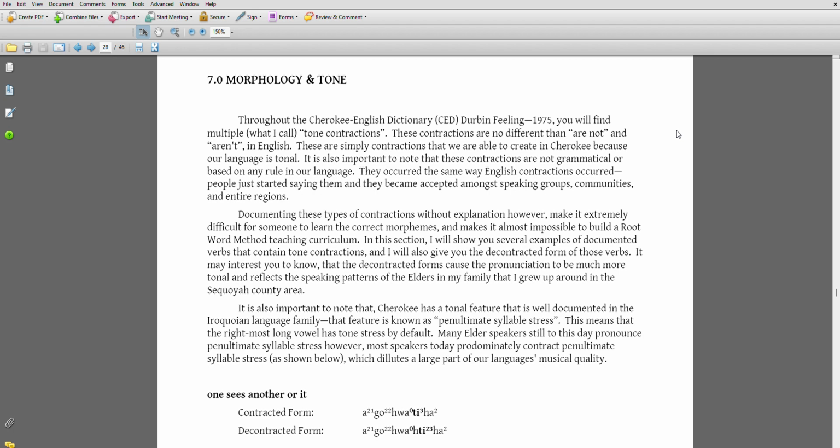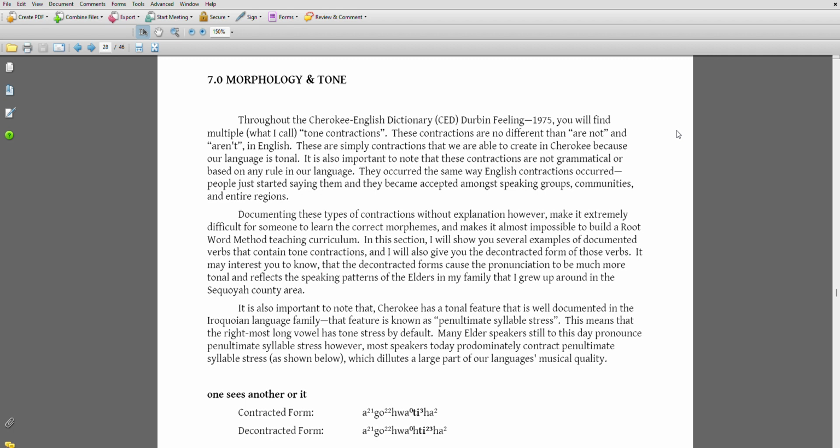Documenting these types of contractions without explanation, however, makes it extremely difficult for someone to learn the correct morphemes, and makes it almost impossible to build a root word method teaching curriculum. In this section, I will show you several examples of documented verbs that contain tone contractions, and I will also give you the decontracted form of those verbs. It may interest you to know that the decontracted forms cause the pronunciation to be much more tonal and reflect the speaking patterns of the elders in my family that I grew up around in Sequoyah County area.